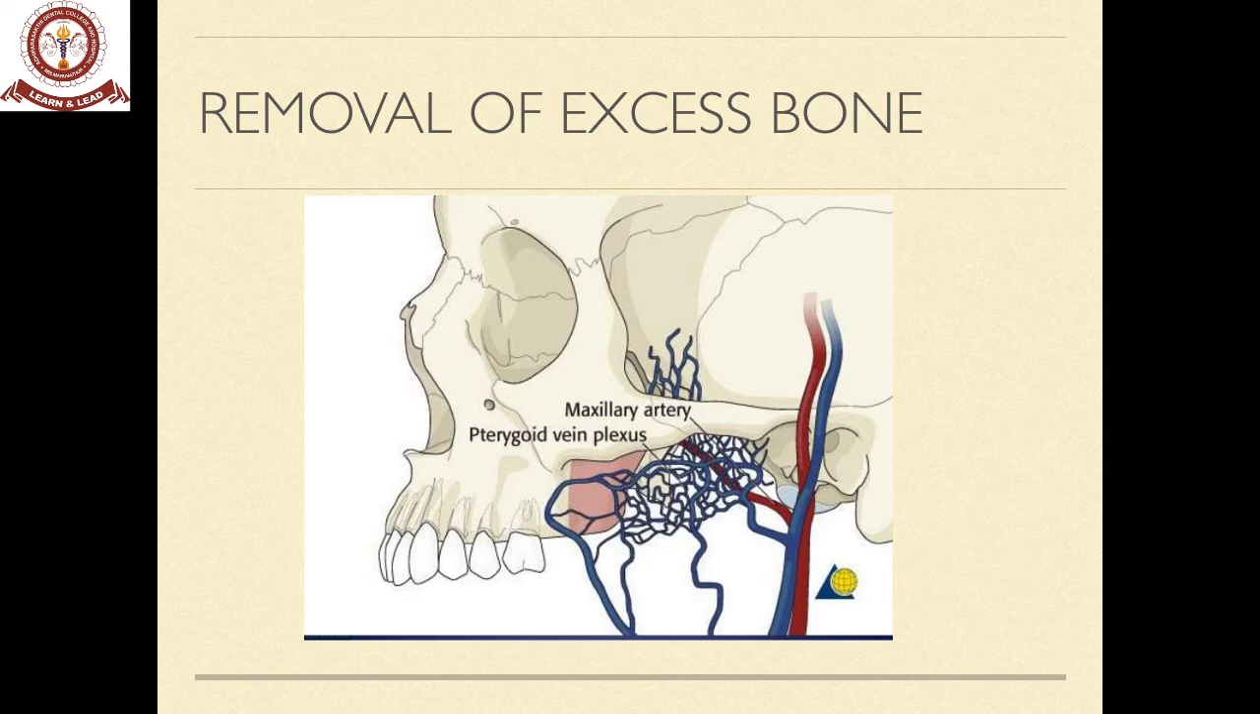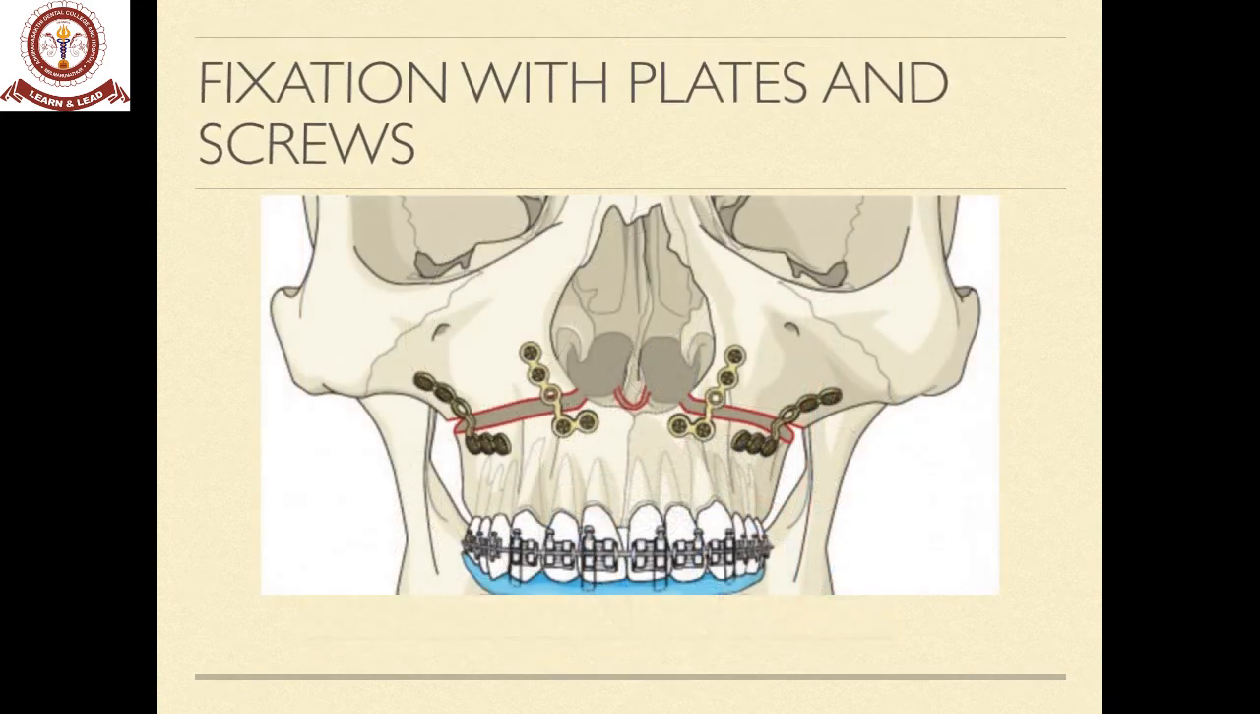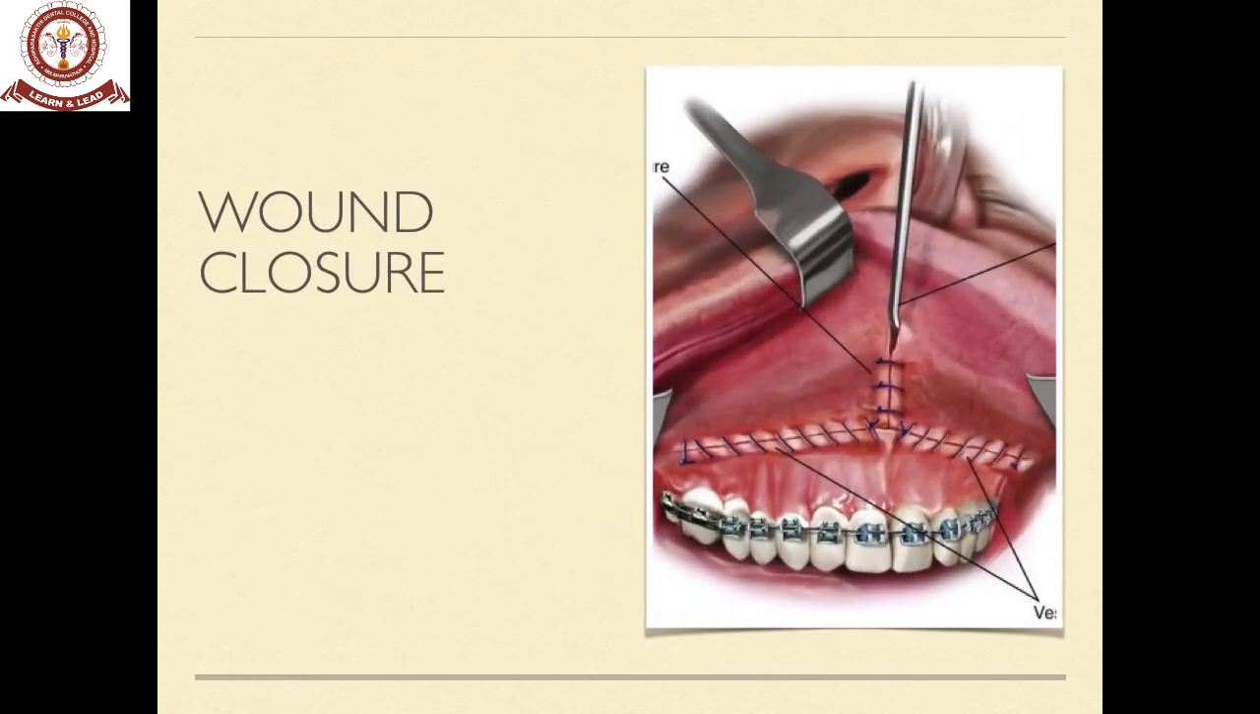When we are doing all these things, we also need to be aware of the vascular anatomy, the neurovascular bundle anatomy. So all these things we should remember. Once the ideal position is determined, we fix the maxilla in the ideal position with these plates, using the splints. Once that is done, we can give a good wound closure. Very important, all these steps need to be done in a precise manner.